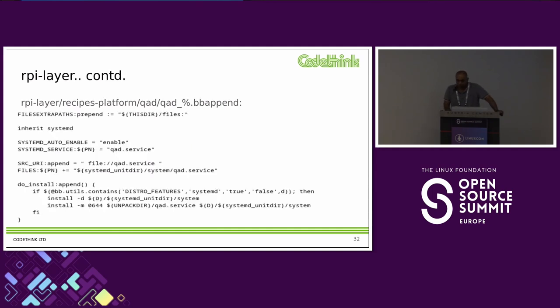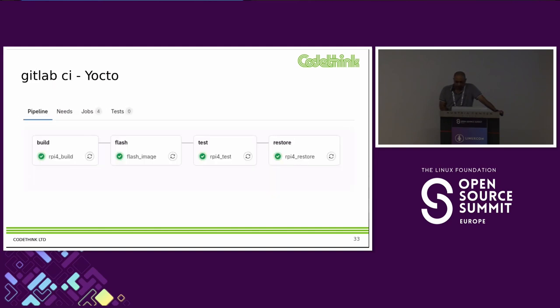And this is the last part of the layer that I added. So this is just adding a new service file to start QAD after boot. And with that, this is the final GitLab pipeline. Almost the same as the Debian pipeline I showed before, and it just builds the image, flashes it, tests it, and restores back the previous image.